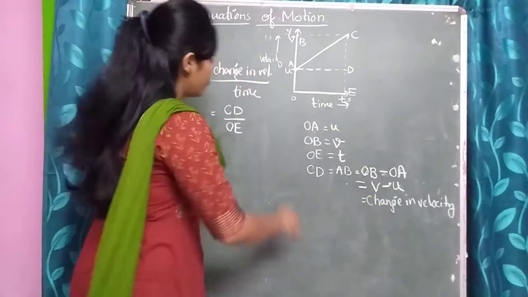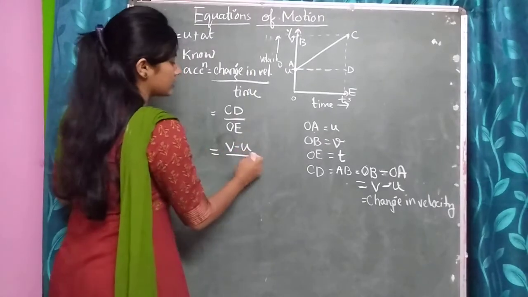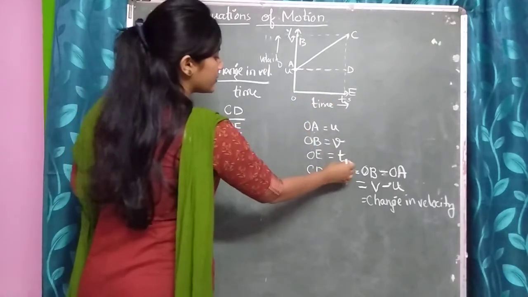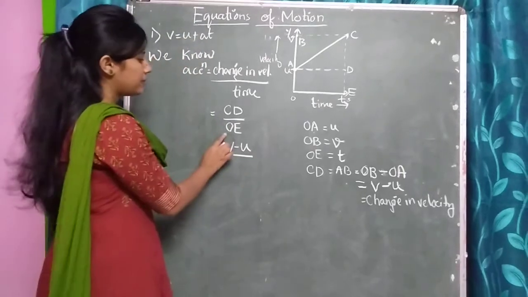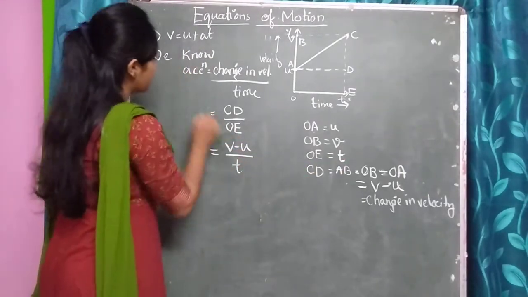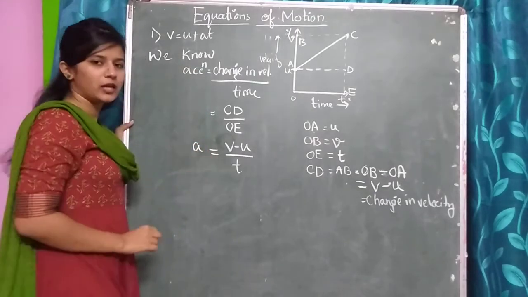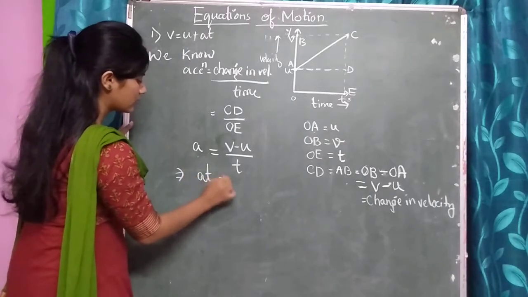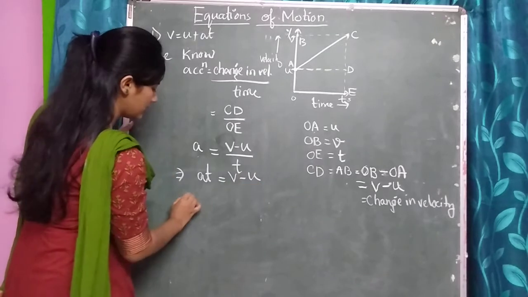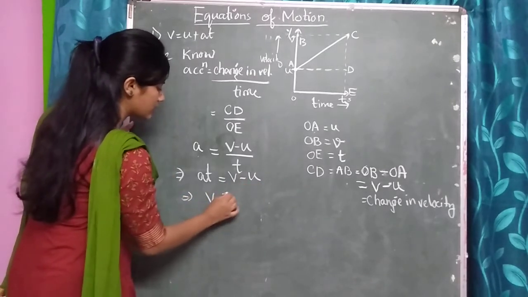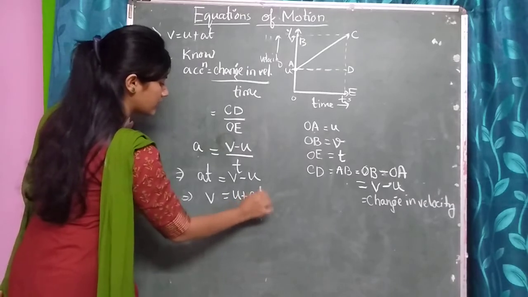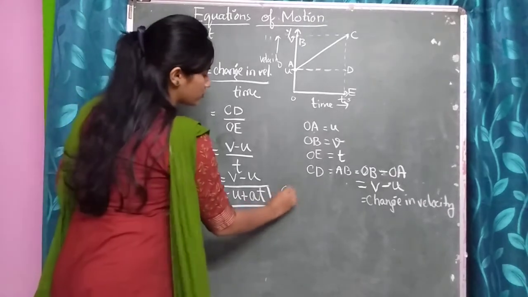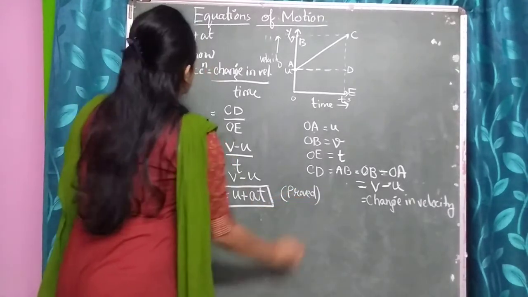Then I can write CD is how much? CD is V minus U, and this OE is T minus 0 seconds, so I have written it directly as T. So in place of OE I will write T, and for acceleration we are taking A. So see, we have proved that A into T, cross multiply, V minus U, that is V equals U plus AT. So this has been proved. The equation 1 has been proved.